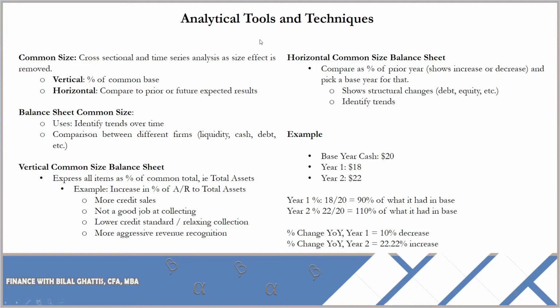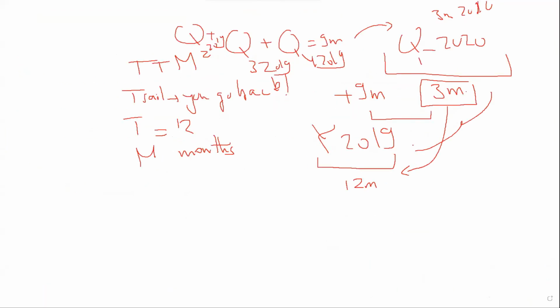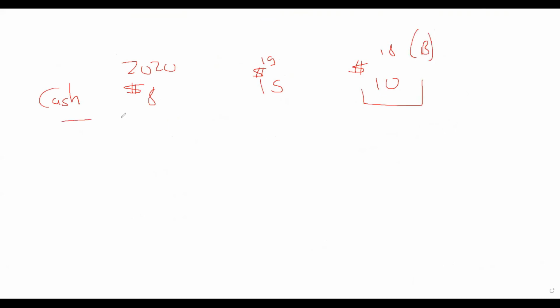Let's look at how they actually look by checking an example on the whiteboard. If we're looking at cash, and we have the following years, 2020, 19, and 18. If you set 18 as a base year and you have $10, and in 19 you had $15, and in 20 you had $8. When you're doing the comparison this way against the base year, this is what we call the horizontal analysis.